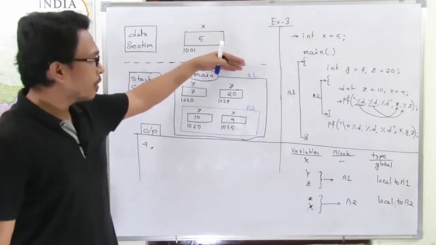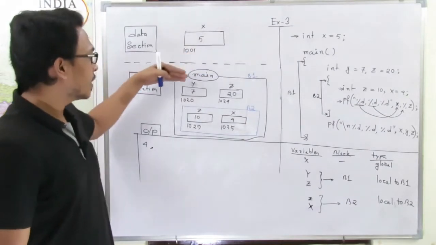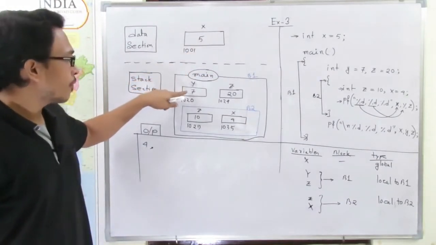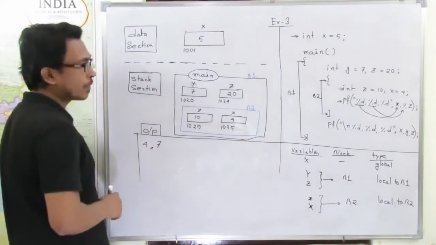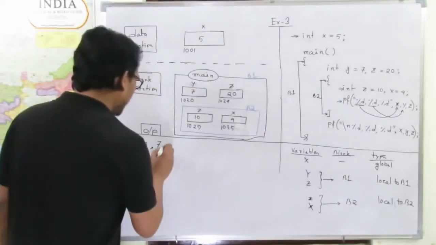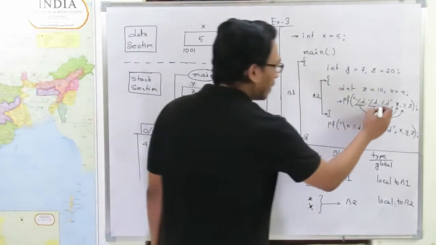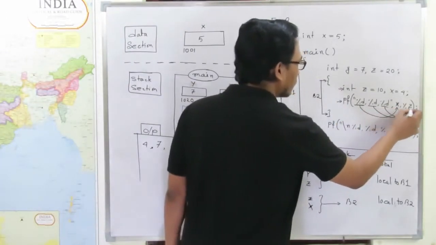So in the outer block, is y available? Yes, y is available. And what is the content of y? The content of y is 7. So now it will display 7. Now coming to the next, again a comma is printed and then %d for z.